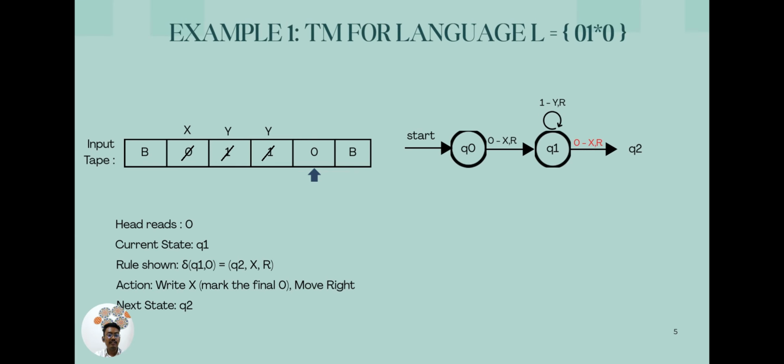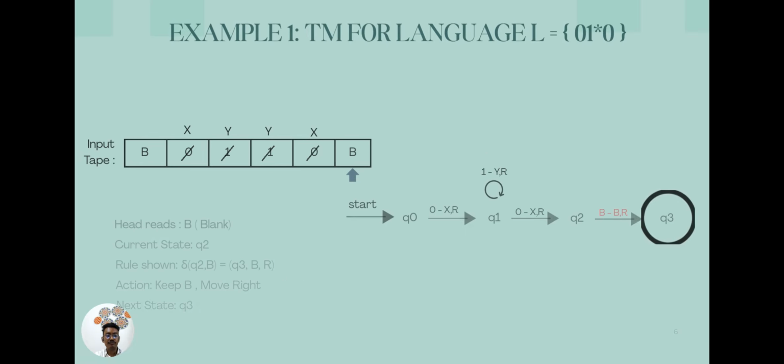Now the head reads 0 while the machine is still in state Q1. When the machine is in state Q1 and reads 0, it writes X, moves the head to the right and goes to state Q2. This confirms the ending 0 of the string.